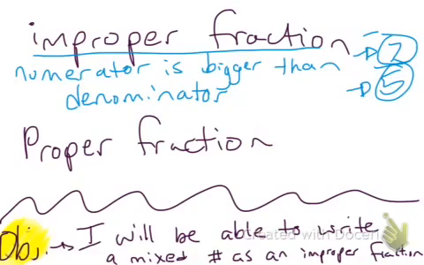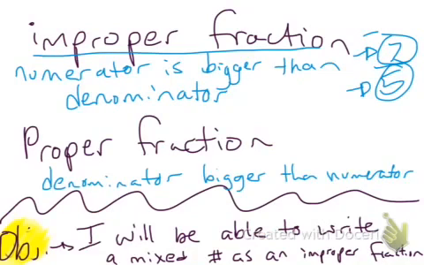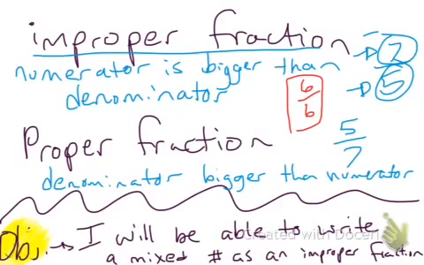A proper fraction is one where the denominator is bigger than the numerator. For example, if we flipped that and did 5/7, that would be a proper fraction. And what I forgot to add in improper fractions is if the numerator is equal to the denominator, for example, 6/6, that is also improper. The reason that's improper is because 6/6 is equal to 1. So those are the two things you need to know for this lesson.